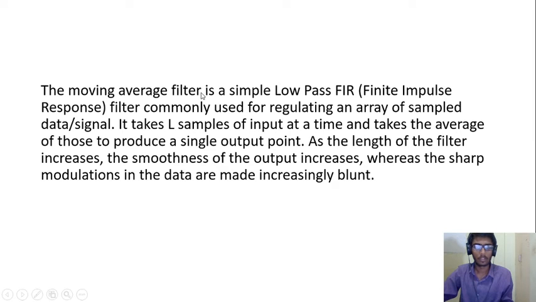The moving average filter is a simple low-pass FIR filter, commonly used for smoothing an array of sample data. It takes L samples of input at a time and takes the average of those to produce a single output. This is a very common low-pass FIR filter and it is very regularly used by scientists for various purposes. As the length of the filter increases, the smoothness of the output increases, whereas the sharp modulations in the data are made increasingly blunt. This helps in the smoothing process.